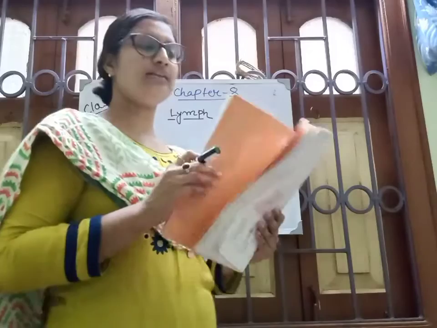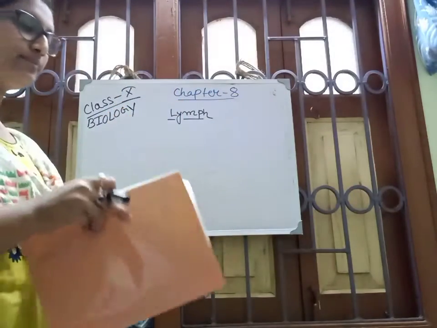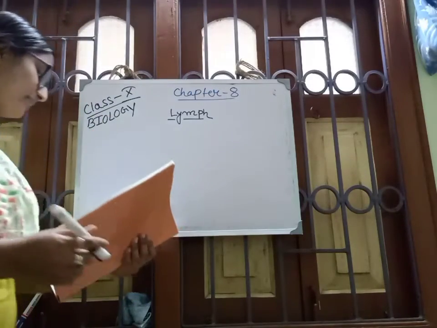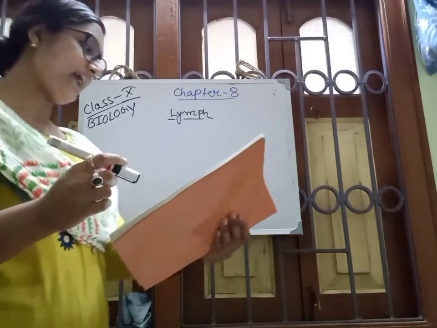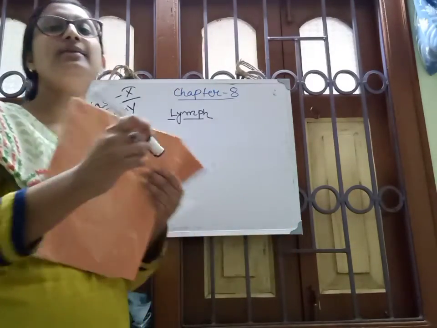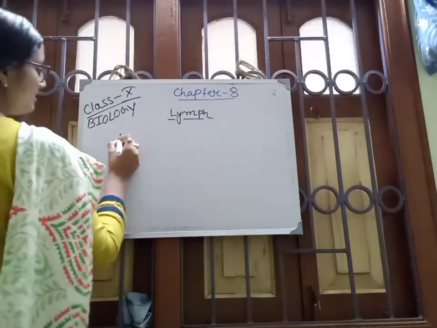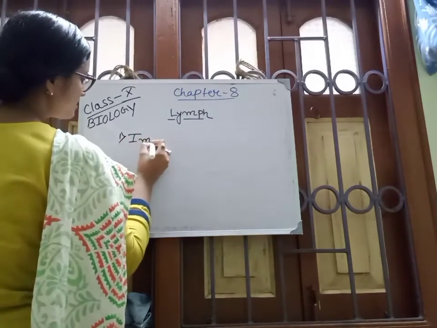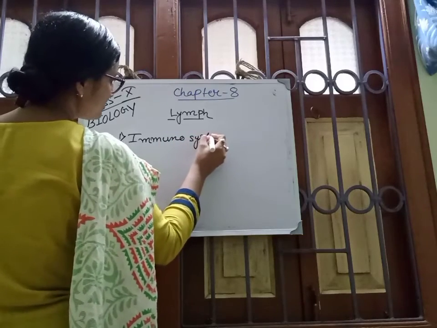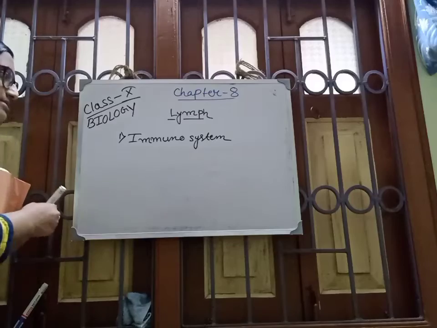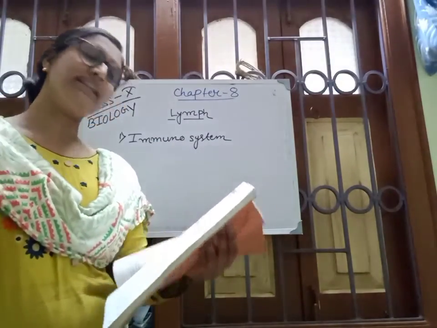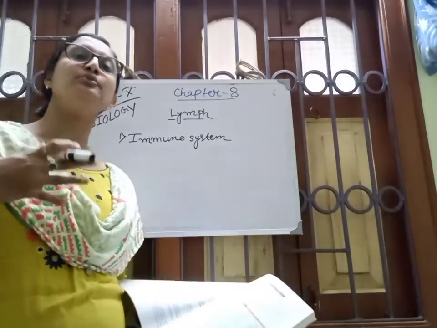Now, what is the function of lymph? The most important thing here is that it helps in the immune system. It carries the lymphocytes and the antibodies from the lymph node to the blood. Lymphocytes and antibodies help in the immune system.